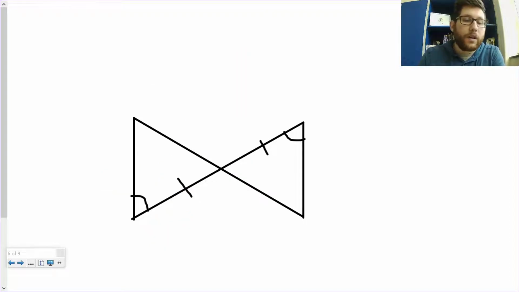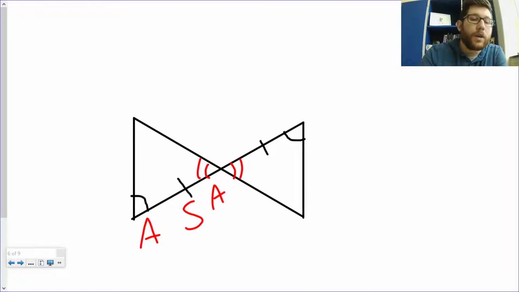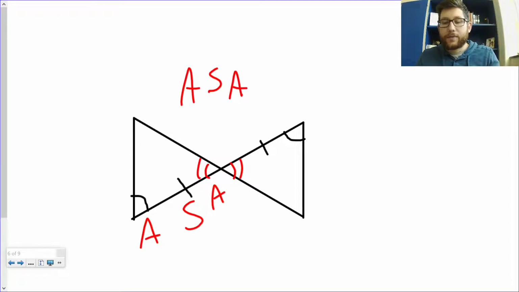Let's look at one more here. I've got a vertical angle, so I'm going to count that vertical angle. And I've got an angle, I've got a side, I've got an angle. So this will be angle, side, angle. All right, so that wraps up identifying.